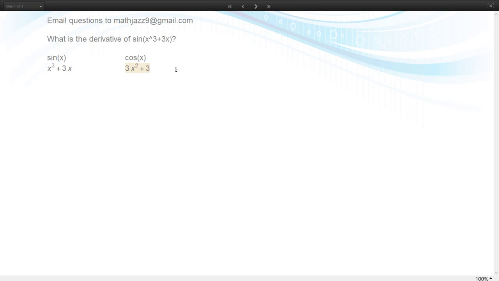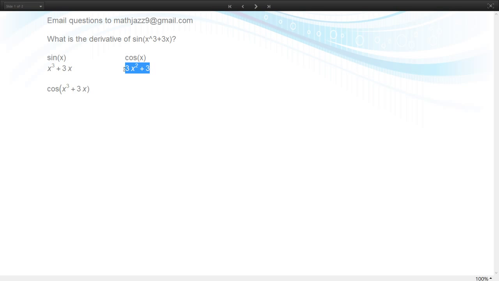Here we go. So our outside function is cosine of x. That's this function here. I have to plug this function into it now. So I plug in x cubed plus 3x. And now I'm done with the first line of this table.